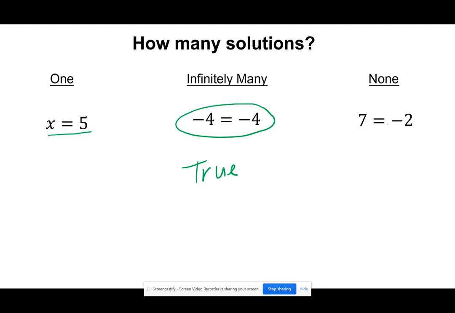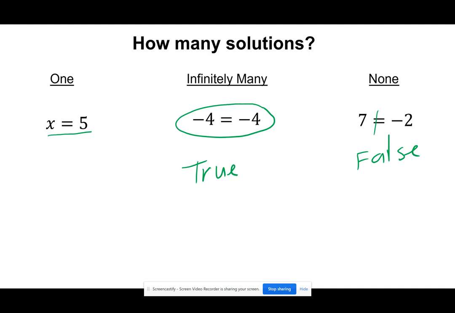Okay, now this one on the right has no solution because 7 is not equal to -2. That's not true. That's a false statement. So because it is not true, then there are no solutions.